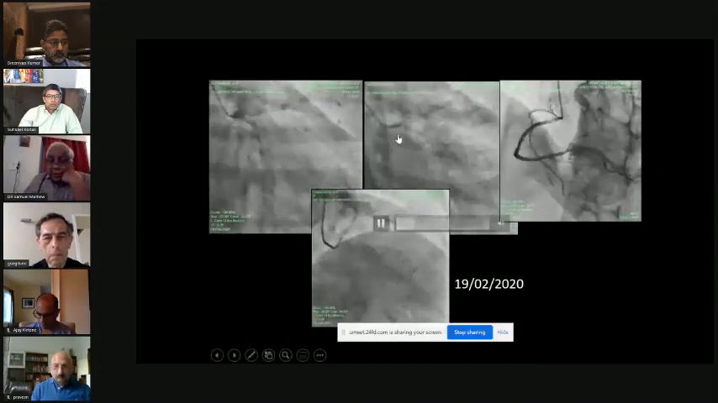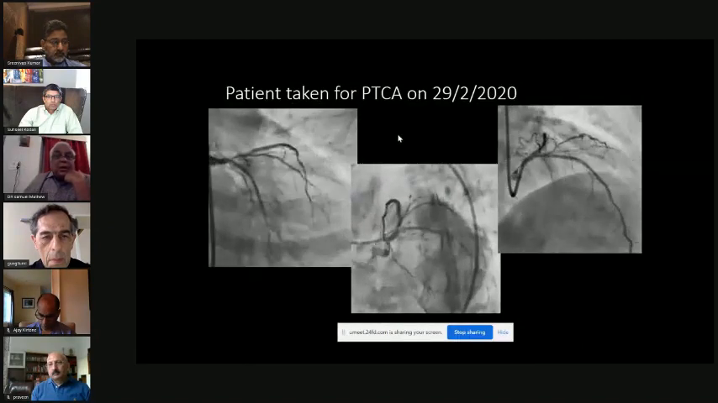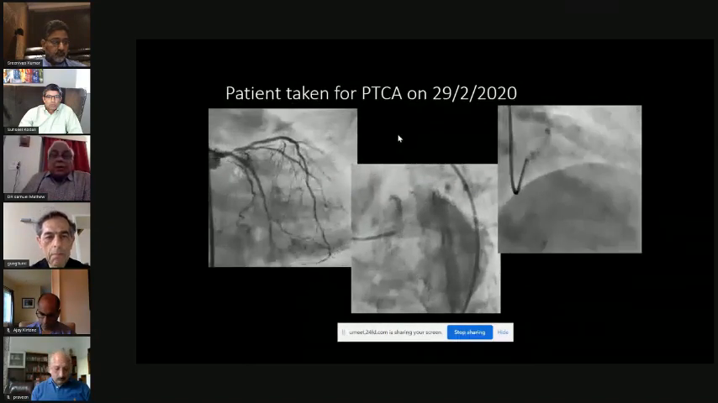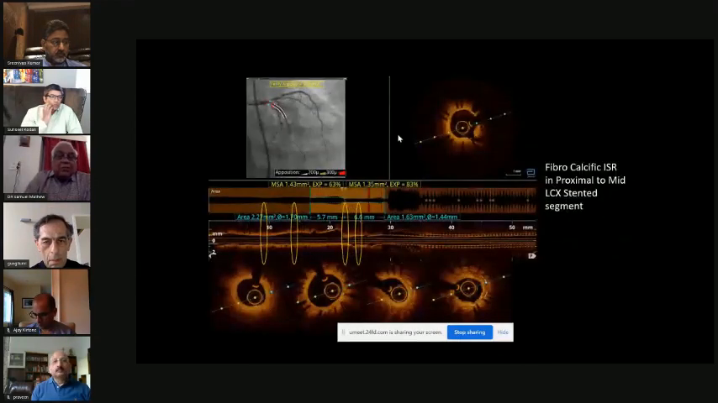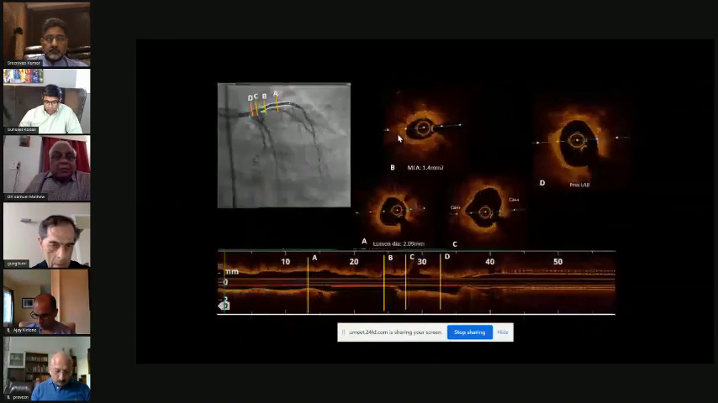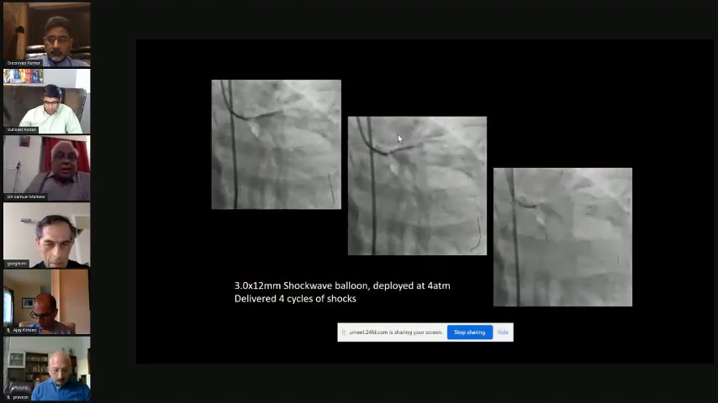So what to do? We decided that we can probably try a lithotripsy balloon, which was taken up in 2020 February. We used a lithotripsy balloon, gave, I think, 4 cycles in the LAD and 2 cycles in the circumflex. If you look at the pictures, there's a shockwave treatment being given for cycles.